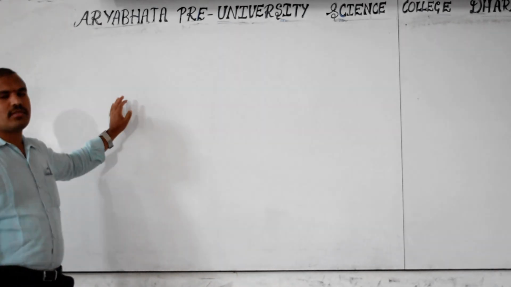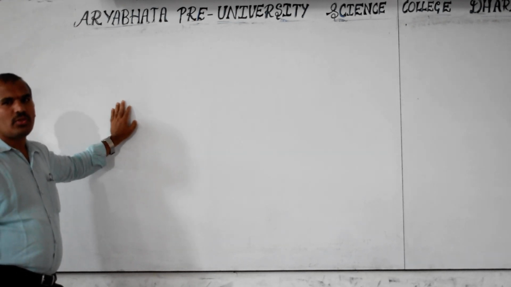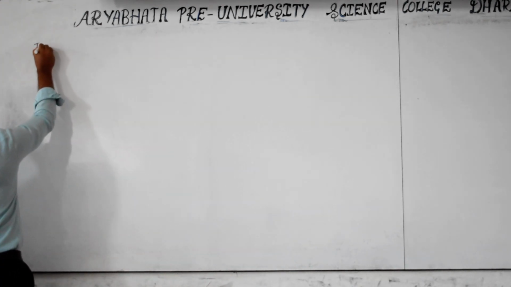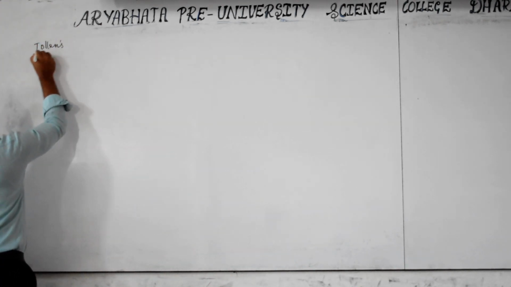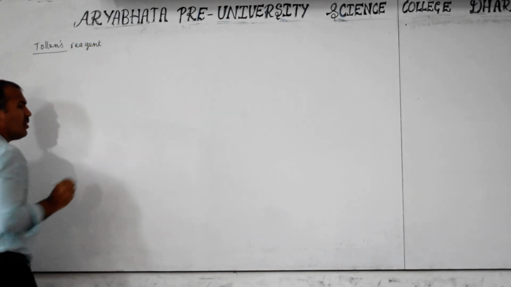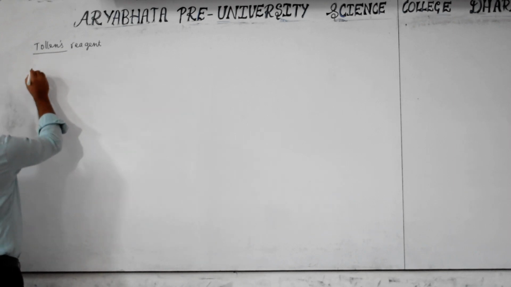In the last class I discussed some oxidizing agents, including Tollens reagent. So what is the Tollens reagent? Tollens reagent is ammoniacal silver nitrate. Its formula is already given. Now I will explain how it is formed.